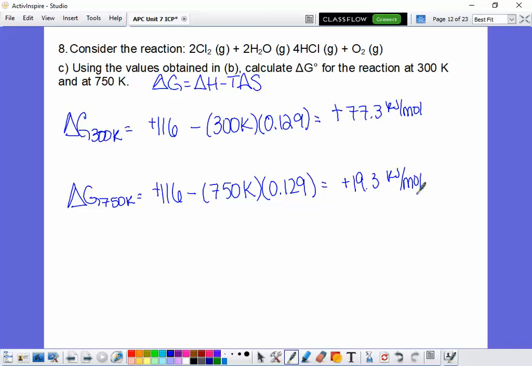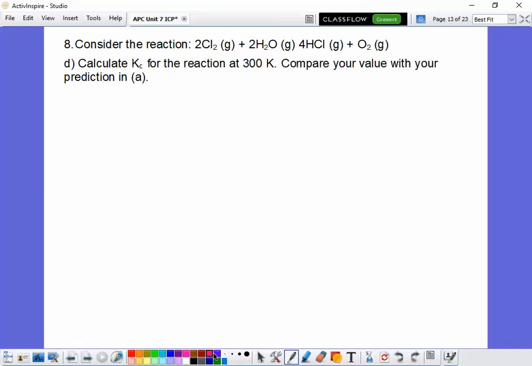Ready to do letter D? All right. So now, calculate Kc for the reaction at 300 Kelvin, and then compare your value with your prediction in A. So we're calculating K. What equation are we using? Delta G equals negative RT ln K.